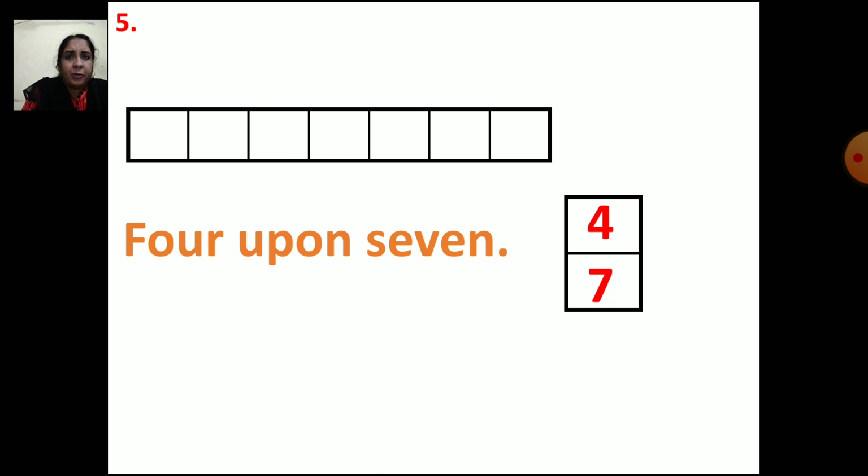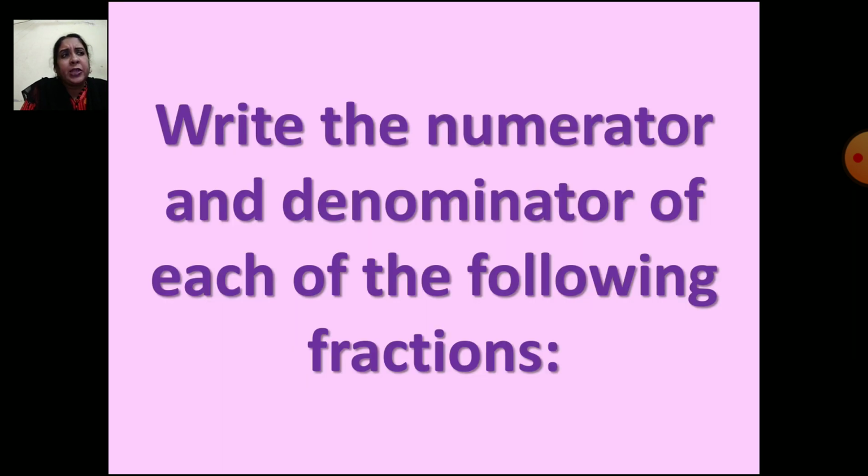Now out of 7 parts, how many parts do you have to color here? 4 parts. So let us shade 4 parts now. 1, 2, 3, 4. Very good. So how many parts have you shaded? 4 parts out of 7 parts. And 4 upon 7, this is how you have to write the fraction. Understood, children? This type of sums you have to do in this way. Now let us see the second question.